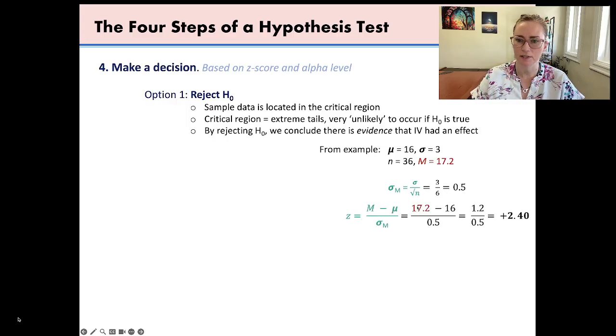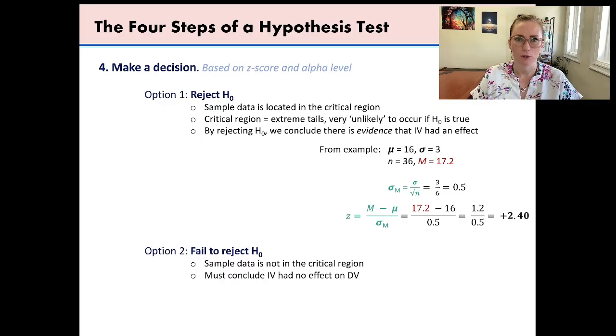And then I can plug these numbers into my z-score. And the z-score is going to include my standard error that I just calculated, as well as the average, and I get plus 2.4. So 2.4 is larger than 1.96. So we can make the decision of rejecting the null hypothesis.